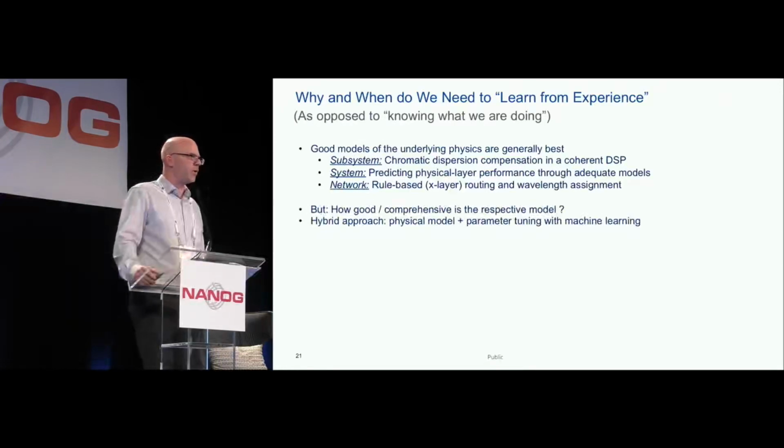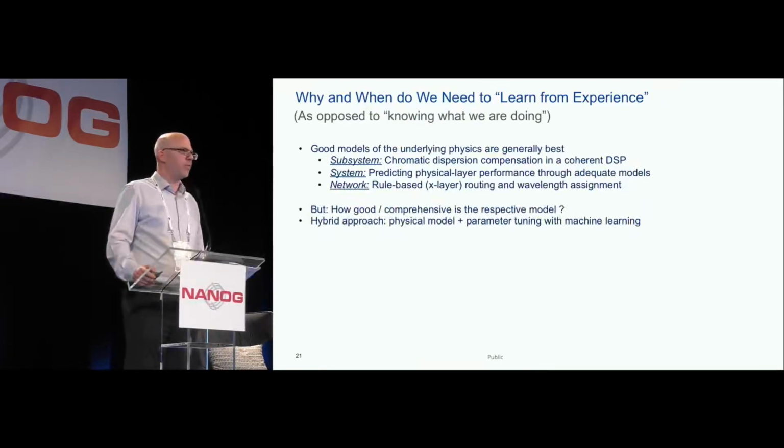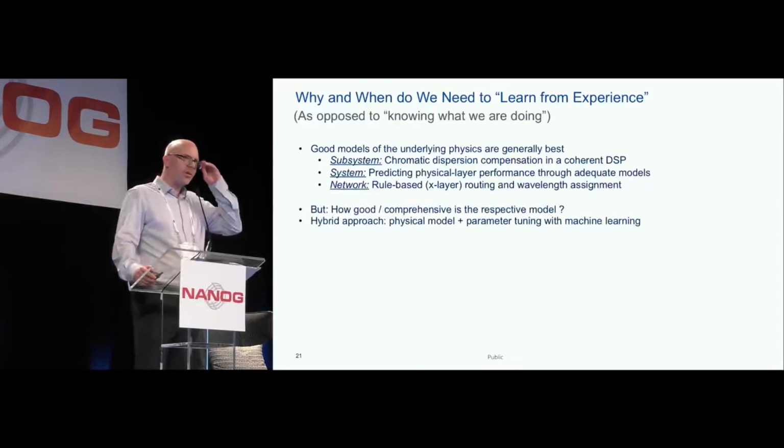So coming back to this question, why and when do we actually need to learn from experience as opposed to knowing what we're doing? Well, as engineers, we tend to want to make some kind of model of the underlying physics and then predict physical layer performance using that model. But how good is that model? Well, you can introduce this hybrid approach, and that's what I was discussing earlier with the error function and using the machine learning and the gradient descent, where you have a physical model and then you have some parameters that you want to fine-tune using the machine learning.